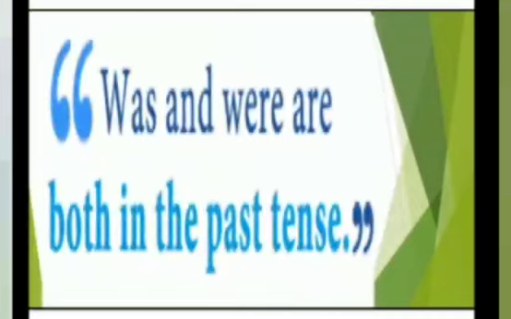Okay, children. So first of all, let's read this. Was and were are both in the past tense. So first let's understand what this word past means. Past means, children, anything which is already over.